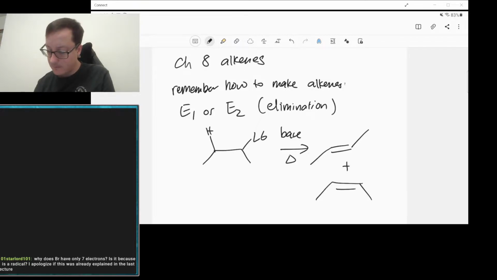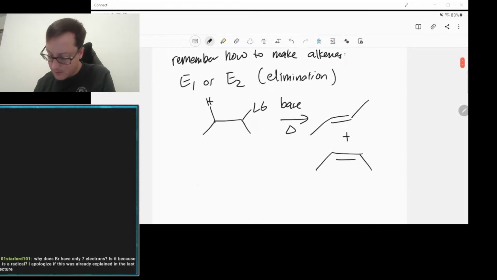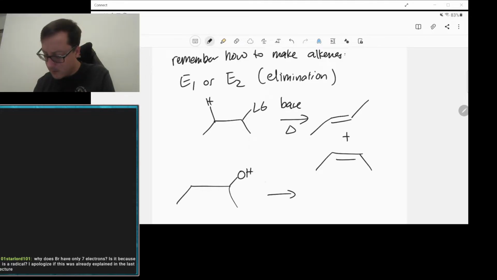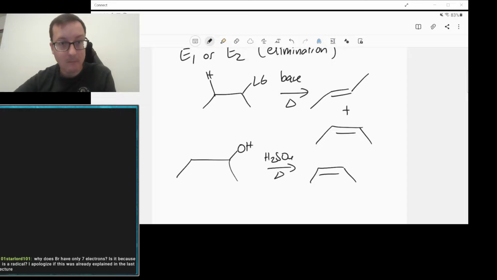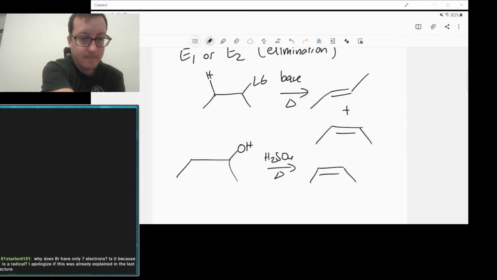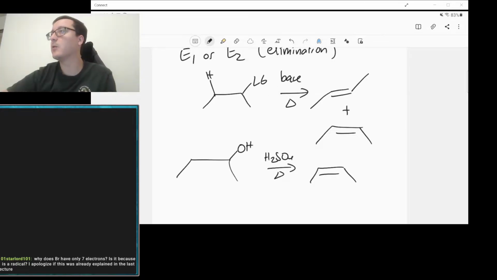We also kind of saw... Someone remind me, did we talk about making alkenes this way, to dehydrate an alcohol? I don't remember. If we haven't, I'll go over it real quick, and we'll go from there.